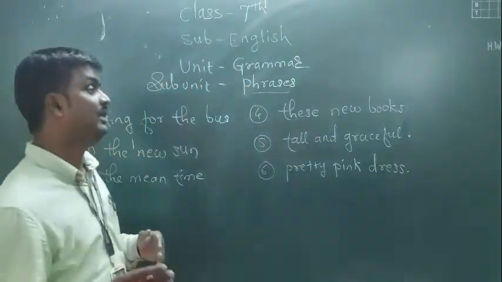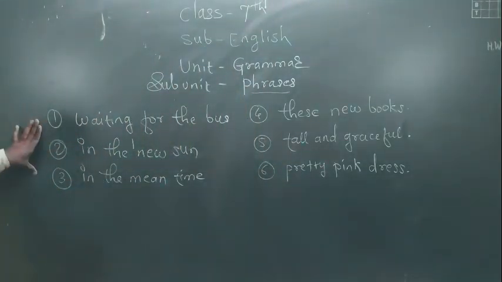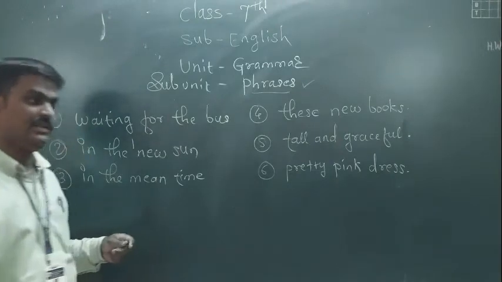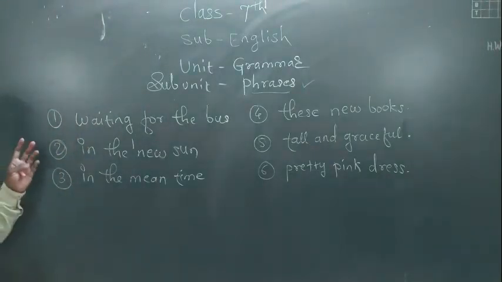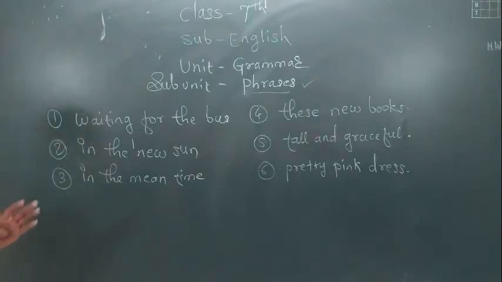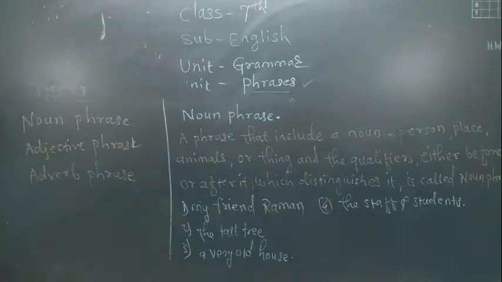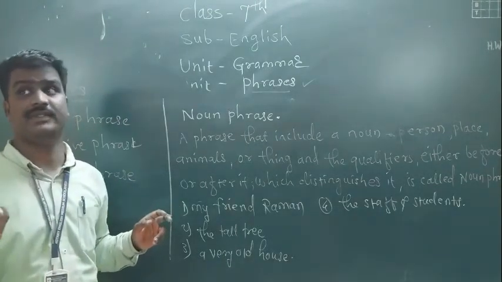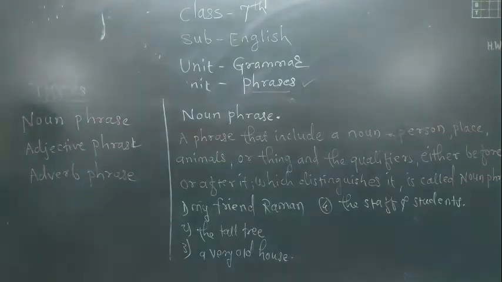That's why it is called a phrase. You understood this concept? What is meant by phrases? Here I have explained what is meant by a phrase. That part I have completed here. Now we will understand the different types of phrases. The first type is the noun phrase. What is meant by a noun phrase? That part I would like to discuss with you.